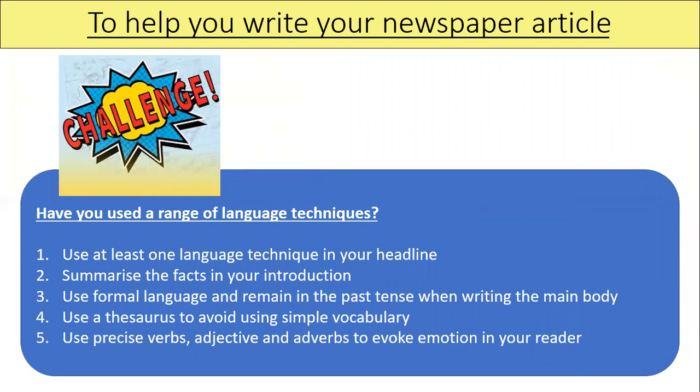So to make sure that you've put some challenge in, can you make sure that you've used at least 1 language technique in your headline? So probably alliteration. Make sure that you've summarised your facts in your introduction. We can do that with our sentence starters. We're going to use formal language and we're going to remain in the past tense when we're writing. We're going to check our work and use a thesaurus to just improve any simple vocabulary. And then we're going to use precise verbs, adjectives and adverbs to create emotion in our reader. So we're going to make sure that we choose our vocabulary carefully.